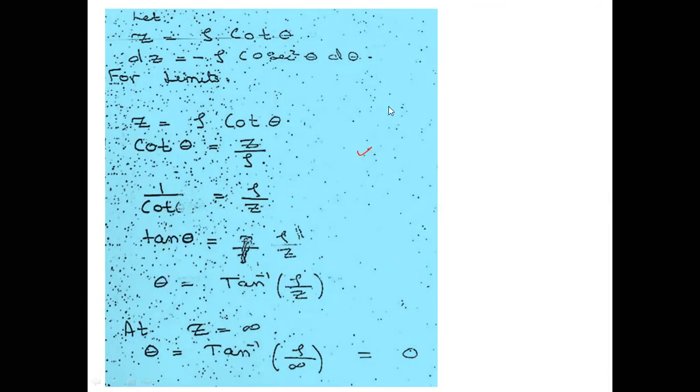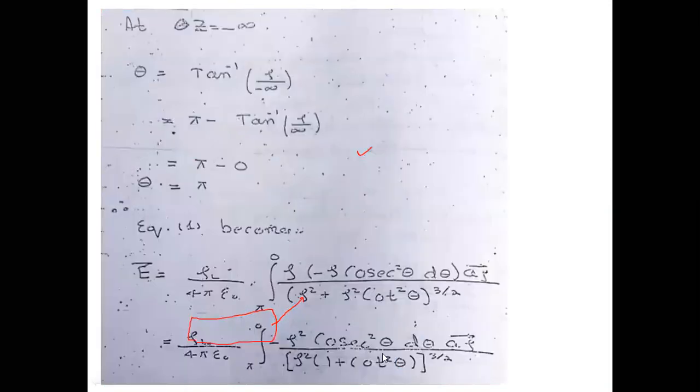For the upper limit, which was infinity for the case of z, but now for the case of theta we have to replace z is equal to infinity over here. So we will get tangent inverse rho over infinity. Anything divided by infinity is equal to 0, and tangent inverse 0 is equal to 0. So the value for the upper limit of theta is 0.